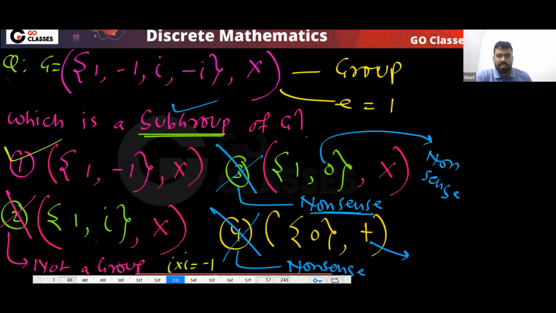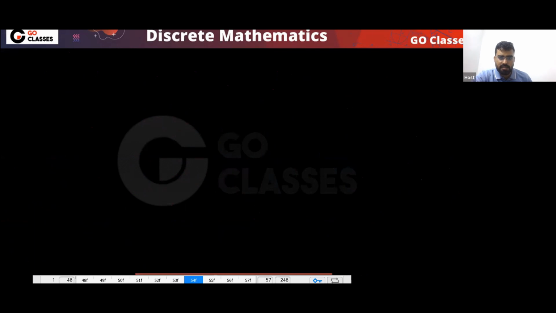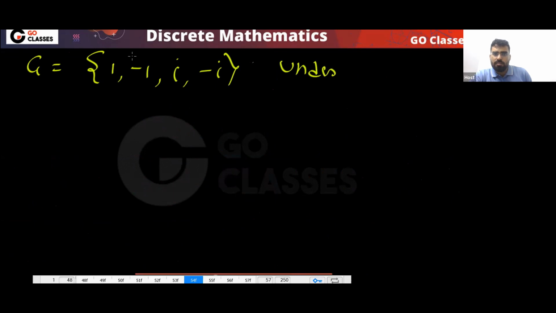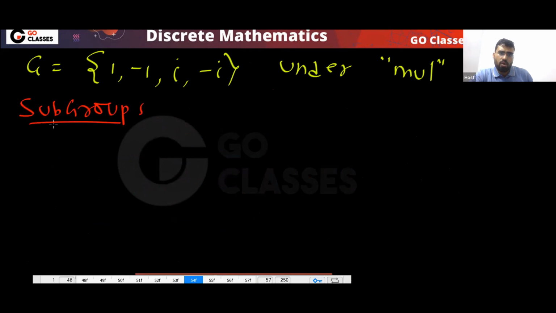So okay, this is fine. 1 comma minus 1, this is a subgroup. So if I give you this group G, 1 comma minus 1 comma iota comma minus iota under multiplication, then give me some subgroups. All the subgroups that you can create, give me, and all the non-subgroups that you can create, give me.